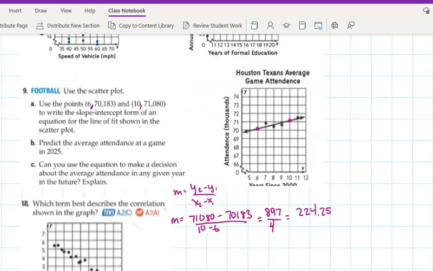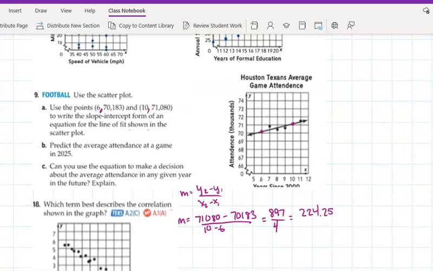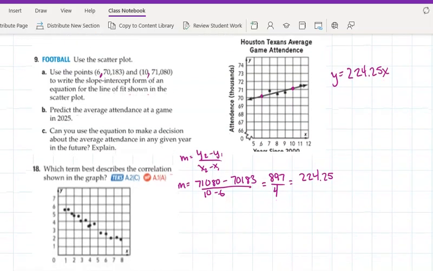Okay, so we have the slope. So far we know the equation of this line is y equals 224.25x, but we need that y-intercept, so we're going to use the point-slope form to figure out the rest of it. So this is y minus y1 equals the slope, 224.25 times x. Oh, I was going to write just the slope for you here. Just the general form first, x minus x1.